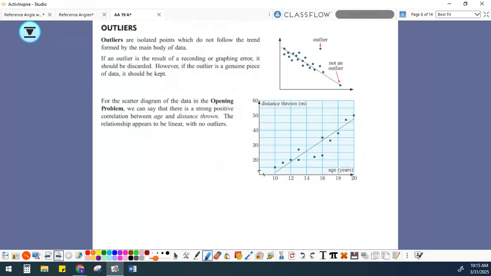Then finally we're going to talk about outliers. Outliers do not follow the trend. So mostly these points have a linear negative, probably a moderate strength, but there's an outlier that's not connected to the data. If we look at the opening problem, we can see there is a strong positive correlation, and it appears to be linear with no outliers.